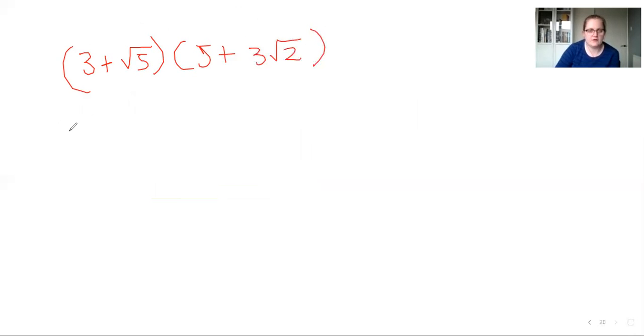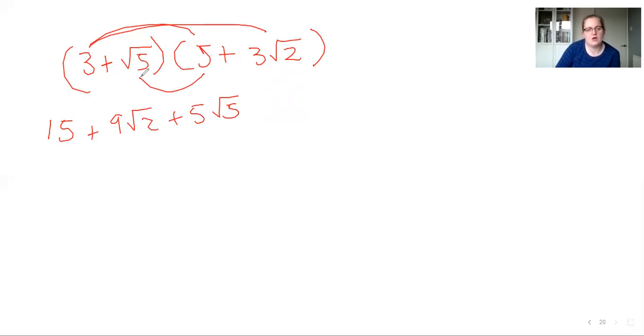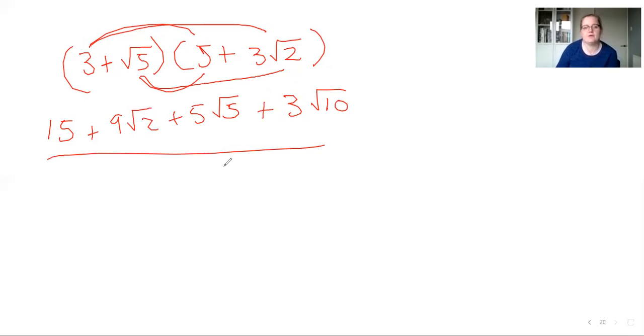So we've got 3 plus root 5 and 5 plus 3 root 2. So 3 times 5 would give us 15. 3 times 3 root 2, well 3 times 3 is 9, so we've got 9 root 2. Root 5 times by 5 will give us 5 root 5, and then finally root 5 multiplied by 3 root 2 would give us 3 root 10. Can't simplify that any further, and that is one that's done.